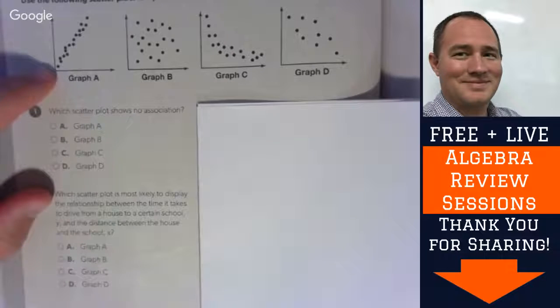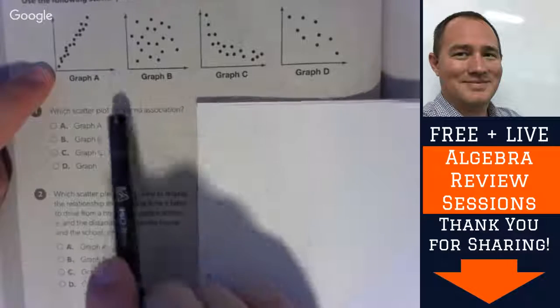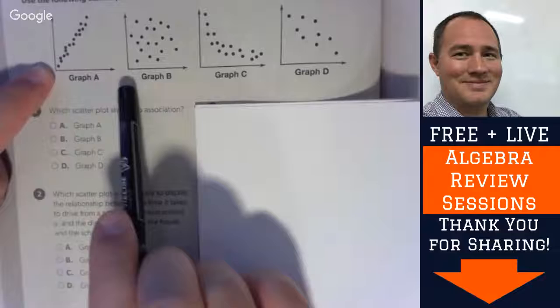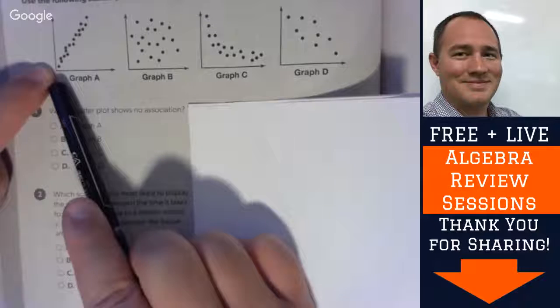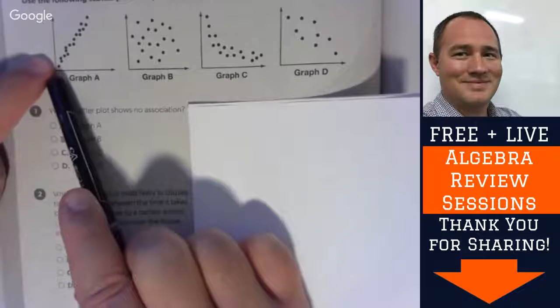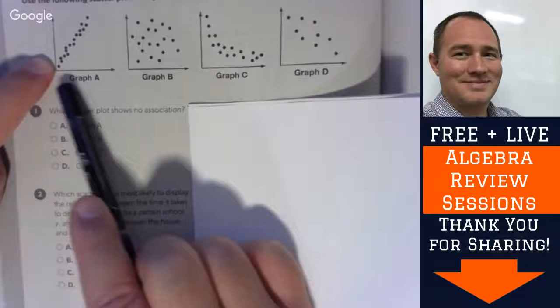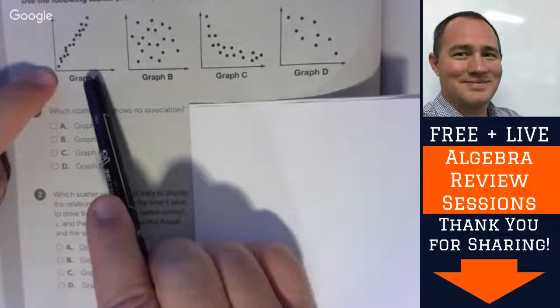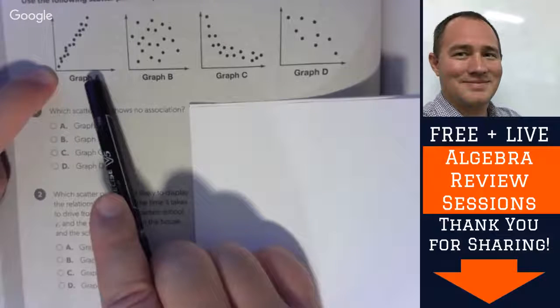So how about graph A? If your distance was almost 0, if you lived across the street from school, you just have to walk across the street and you'd be at school. So the Y is the time it takes, right? What if you're 50 miles away from school?